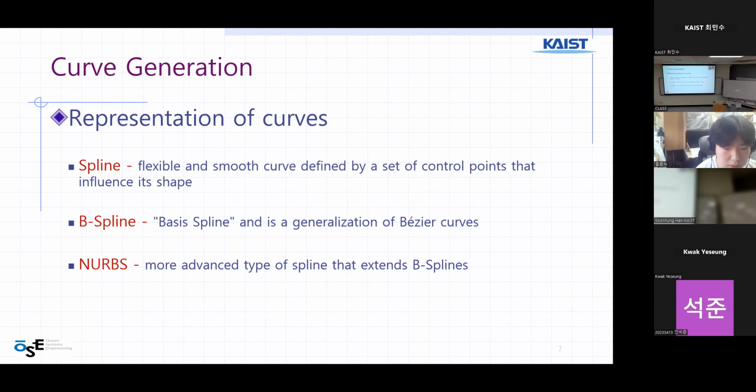Third is NURBS. NURBS is a more advanced type of spline that can describe complex shapes. It allows both a non-uniform distribution of control points along the curve and the inclusion of weights for control points, which enable precise control over the curve shape. NURBS are widely used in CAD, 3D modeling, and animation.